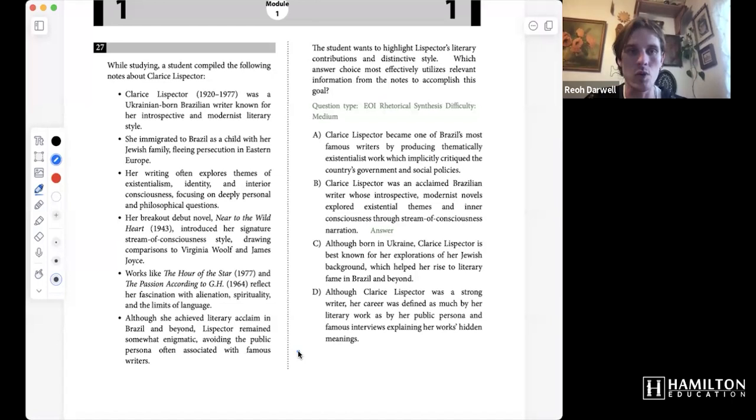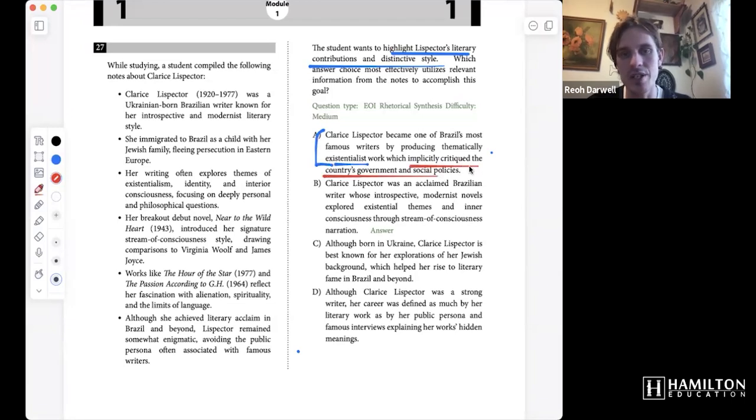All right, the final question on Module 1, we have a rhetorical synthesis question. We really want to make sure that we are not running into issues in terms of an answer choice answering the question, but not using correct information from the notes, or an answer choice using correct information from the notes, but not answering the question. Okay, so we need to highlight the literary contributions and distinctive style. All right, so this part's true, okay, but is any part of it wrong according to the notes?